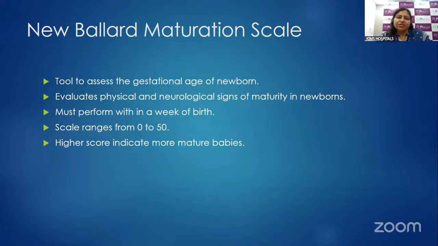New Ballard maturation scale. This is a tool to assess the gestational age, as I said already. It evaluates the physical and neurological signs of maturity in the newborn, and it must be performed in the first week of life. The scale ranges from 0 to 50. A higher score indicates a more mature baby.